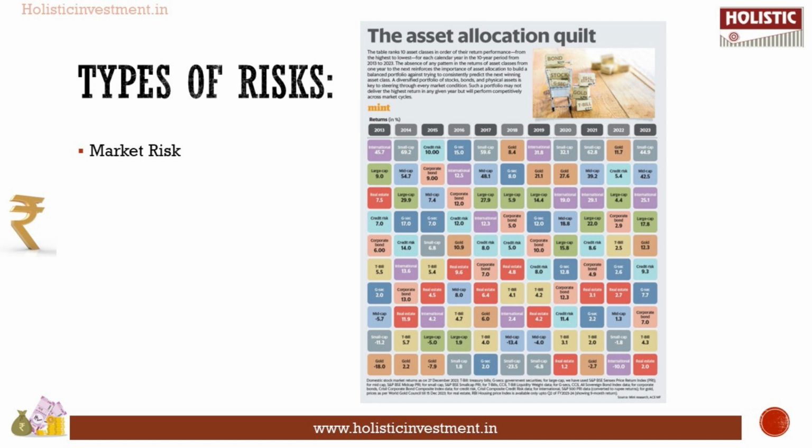This table ranks 10 asset classes in order of their returns performance from the highest to lowest for each calendar year in the 10-year period from 2013 to 2023. This is evidence that no single asset consistently outperforms others.